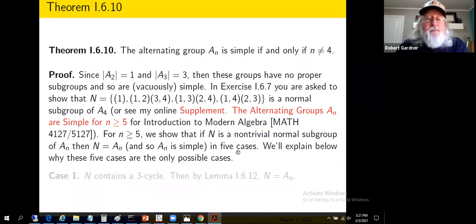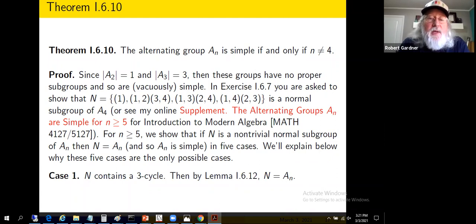We'll do this in 5 cases, and we'll check at the end to make sure these 5 cases really cover everything possible. And there's going to be a lot of conversation about 3-cycles and a little bit of conversation about, I think we'll do a 4-cycle or longer length cycle at one point. Case 1, suppose N contains a 3-cycle. Well, we just showed in that lemma, if we have a normal subgroup that contains a 3-cycle, it has to equal A sub n. So case 1 is really what we did in the previous lemma. So that takes care of N contains a 3-cycle. Now we only need to consider the situation where N doesn't contain a 3-cycle.